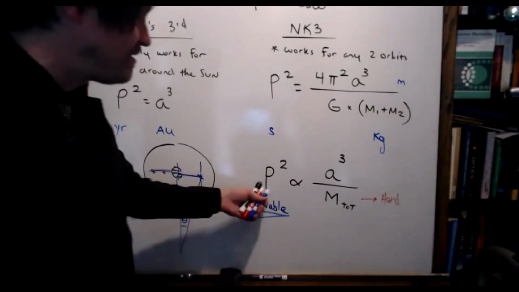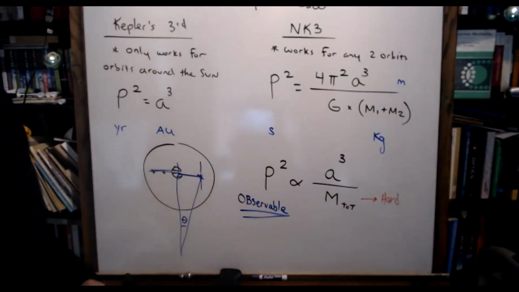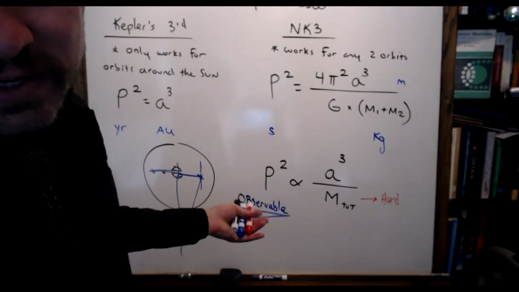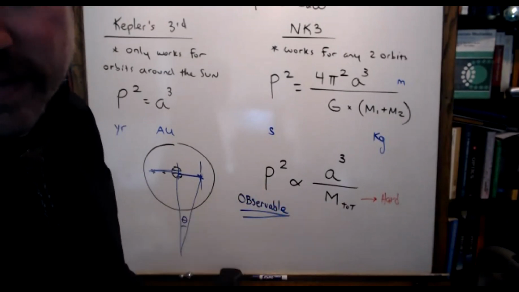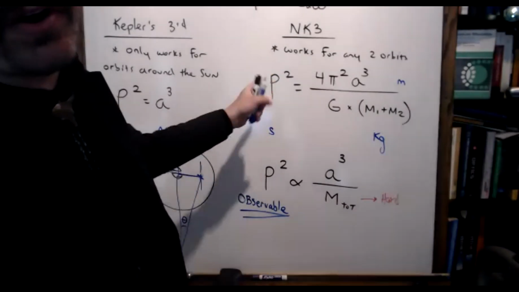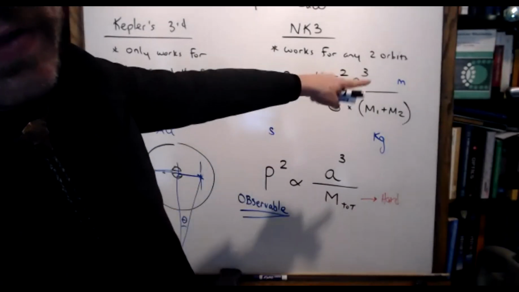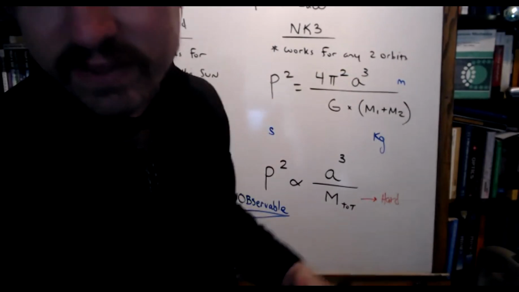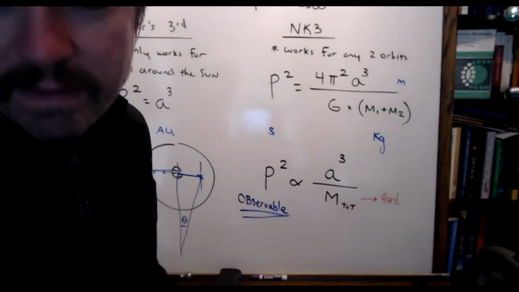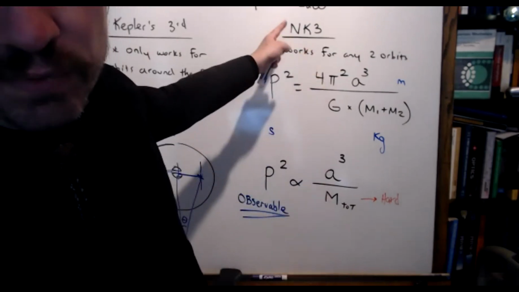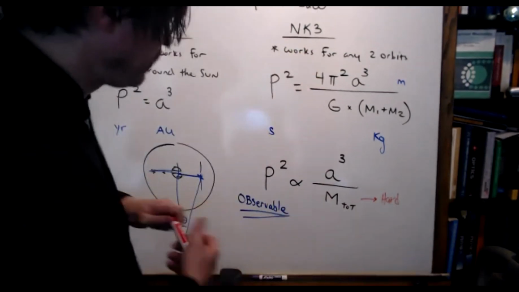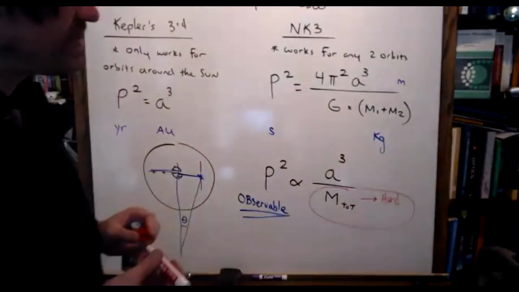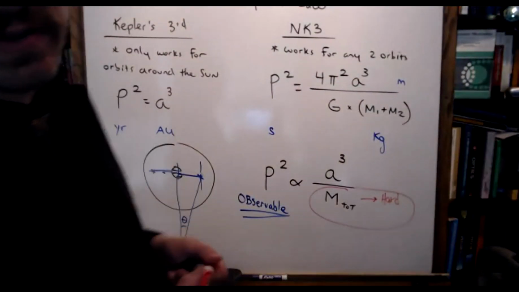Okay, in that case, if P is the observable, why would you ever actually want to solve this equation for P? The only reason we started off by writing it with P squared equals all this stuff A cubed is that's the form in which Kepler taught it to us. And so we're kind of cribbing off Kepler's notes. But that's not the real purpose of NK3. The real purpose of Newton's version of Kepler's third law is to measure the masses of objects.